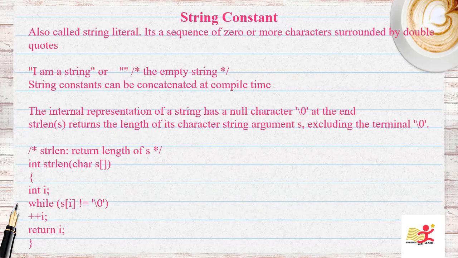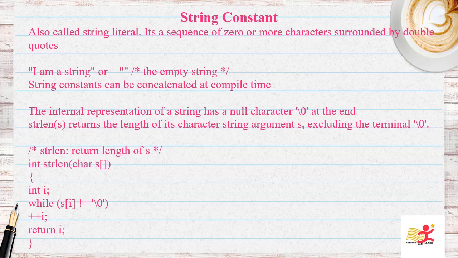String constant. String constant is also called string literal. String constant means a sequence of 0 or more characters within double quotes. You can see the example in double quotes, we have written "I am a string". So here I am a string is the string constant. Similarly, you can see two double quotes also given. There is no string in between. That indicates an empty string. And please note the quotes are not part of the string. They just serve only to delimit it, or they serve as the delimiters.